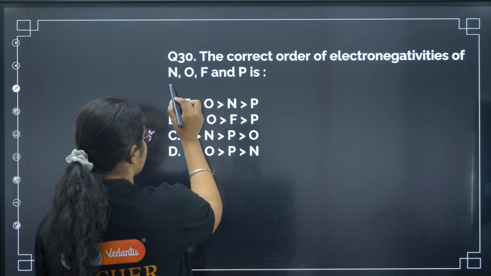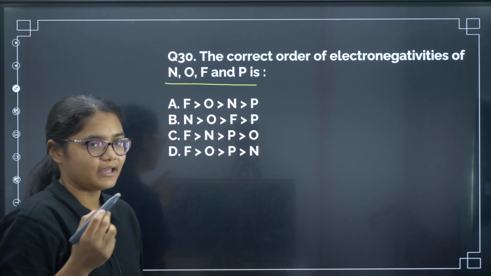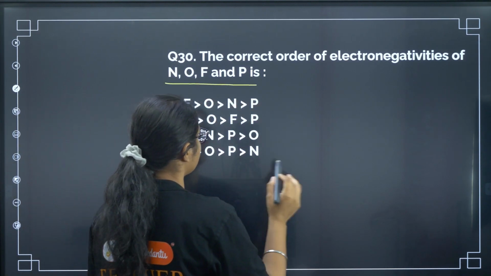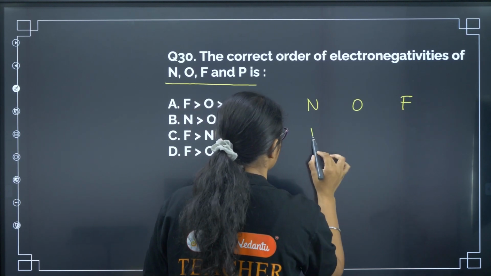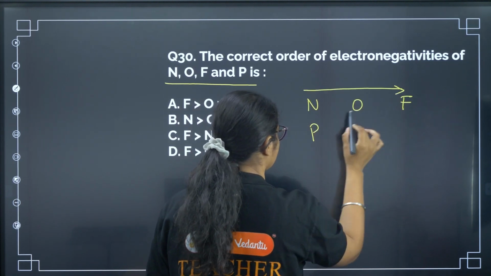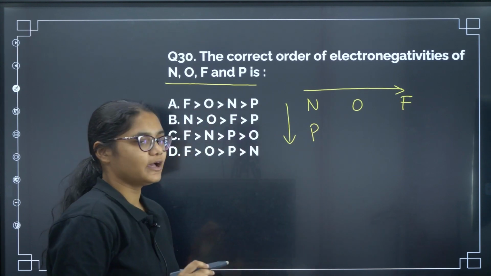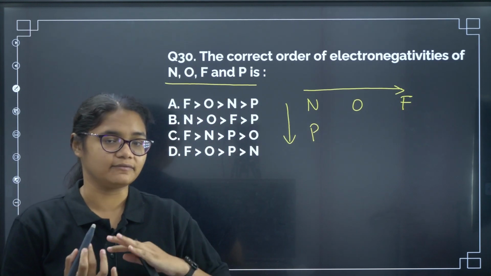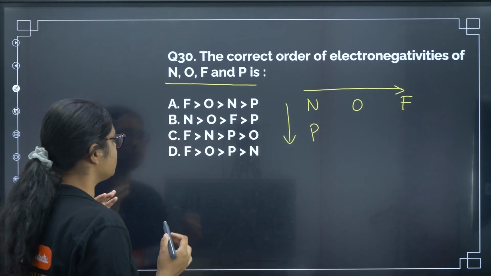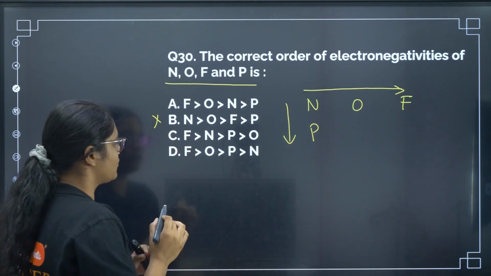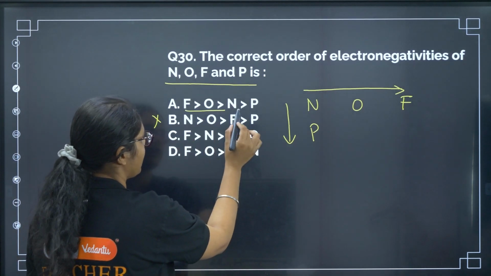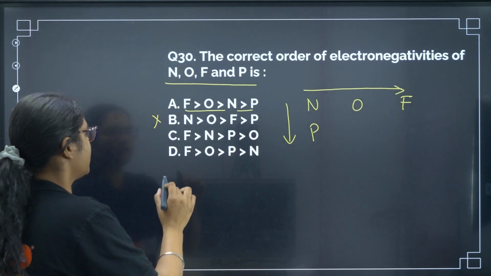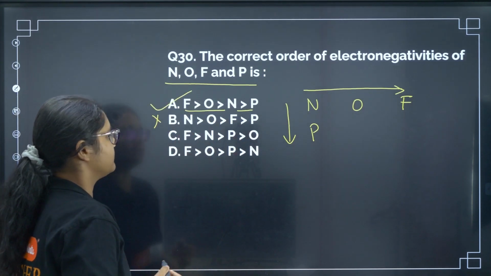The correct order of electronegativities of N, O, F and P. Okay, so you can arrange them in the periodic table. First we have nitrogen, oxygen, fluorine and then phosphorus, right? So this is along a period and this is along a group. So along a period what happens? Electronegativity increases. So fluorine will be most electronegative, so we can eliminate option B. After fluorine it will be oxygen, then nitrogen and then phosphorus. Okay. So the correct answer for this question will be option number A.